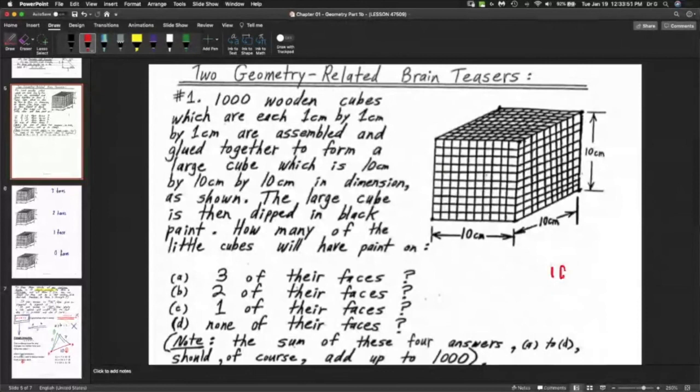1,000. Can you let the class know how you got 1,000, Ram? That's correct. That's good. How did you get 1,000?